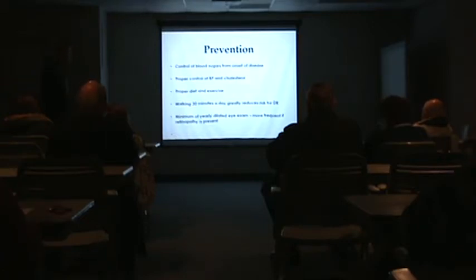Prevention. Number one thing is controlling the blood sugar. Like I said, from the onset of the disease, the sooner you can control your diabetes and keep those blood sugars under control, the less risk you're going to have for developing retinopathy down the road. Proper control of your blood pressure and cholesterol, proper diet and exercise, working with a dietitian. Walking 30 minutes, and I don't remember the exact statistic, but there's a significant reduction in risk of development of retinopathy if you walk 30 minutes a day. And then at least a dilated eye exam every year. And that has to be every year. If you have any retinopathy, it should probably be more often than that.